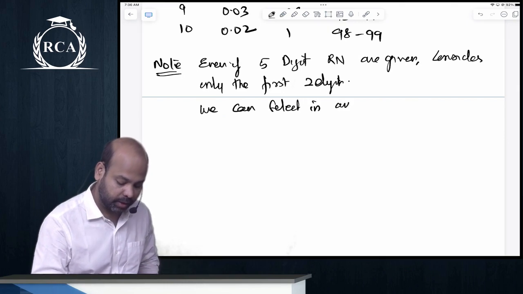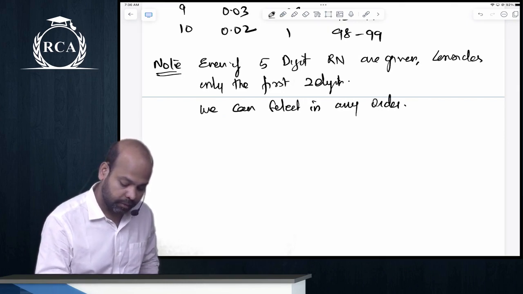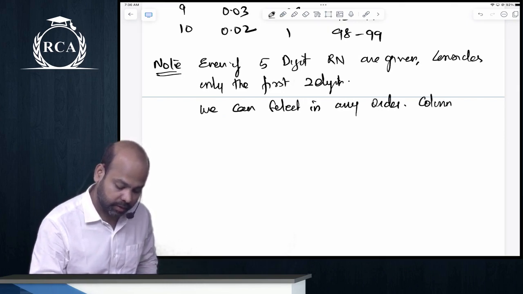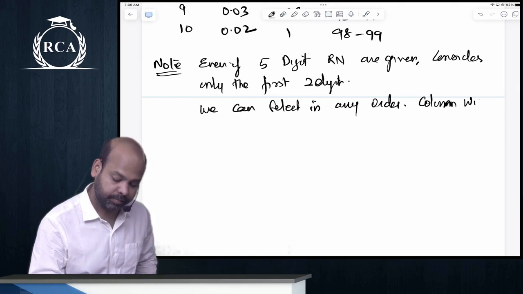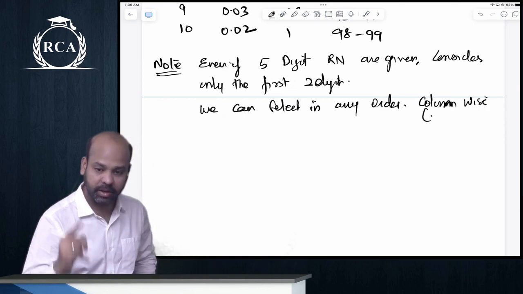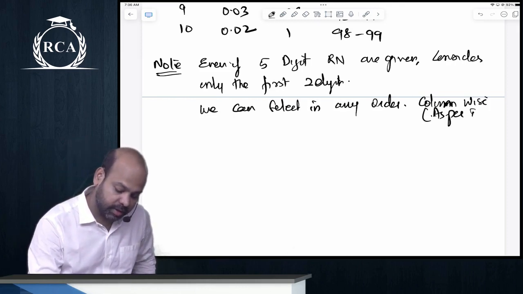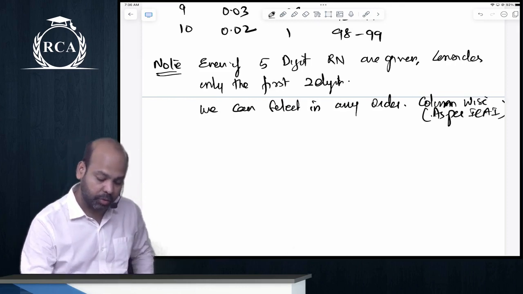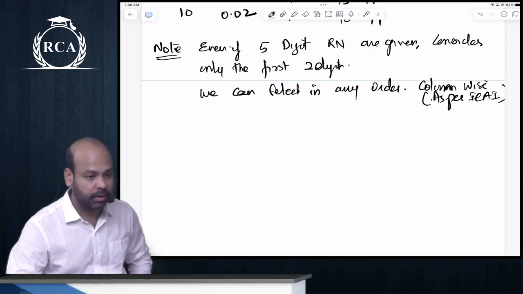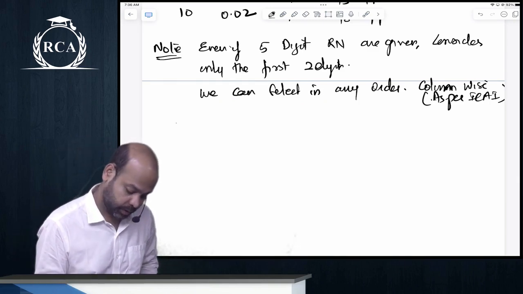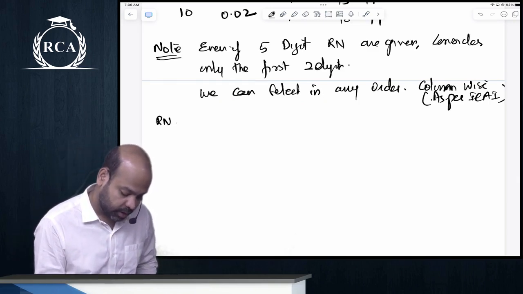अभी अपन क्या कर रहे हैं? Column wise guys. Why column wise? Because as per ICAI, एक ही illustration है बेटा उनके पूरे material में. That is why I'm doing it. ठीक है? So guys, what will you write बेटा here?